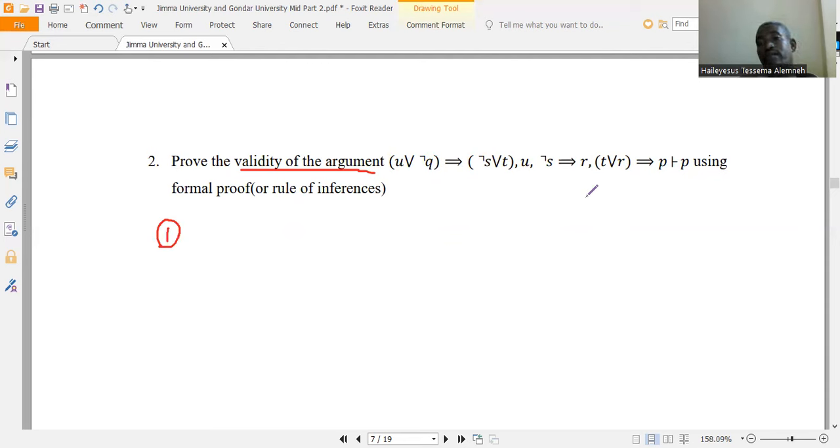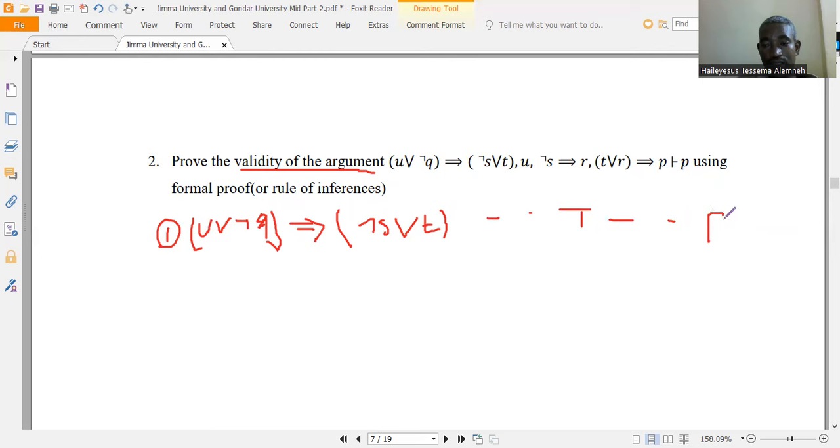ፕሪሚሶቹ ትሩ ናቸው ብለን እንነሳና from those premises ትሩ የሆነ ኮንክሉዥን እንድናገኝ ማግኘት ነው። ስለዚህ ፕሪሚሶቹ ትሩ ብለን የመጀመሪያ ስራችን u or negation of q implies negation of s or t. negation of s or t is true because it's what? it's a premises.